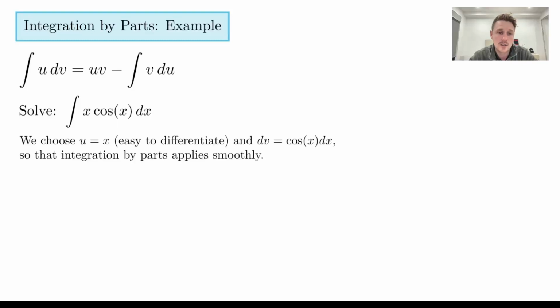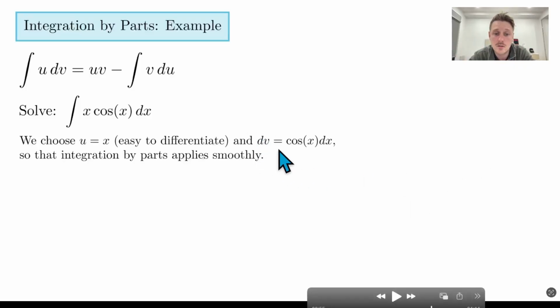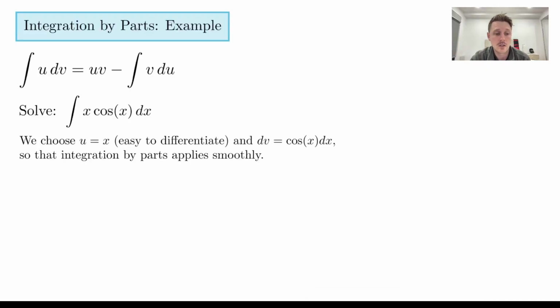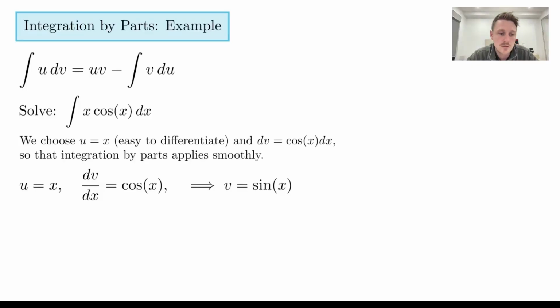I should say that if we just rearrange this term here, dv equals cos x dx, it'd be dv/dx equals cos x. And so let me show you what I mean by that. We have this: u equals x, dv/dx equals cos x. And so that implies, if we were to take the integral of both sides, that v equals sine x. And so what we can do now is apply our integration by parts.